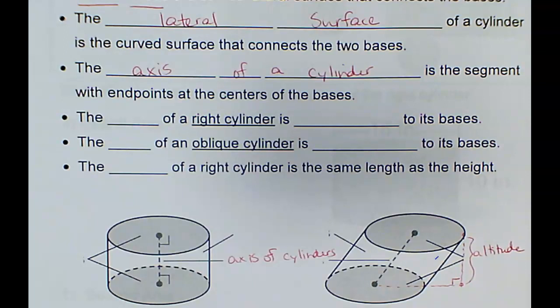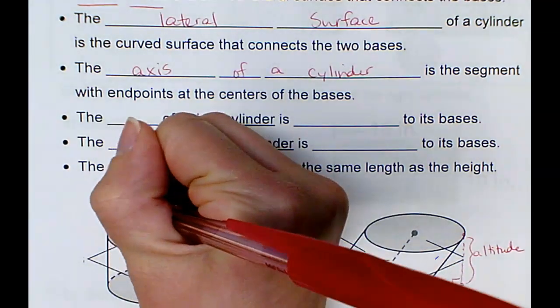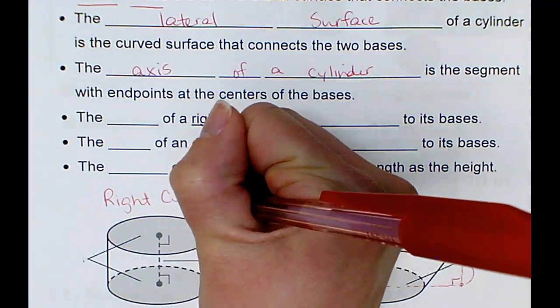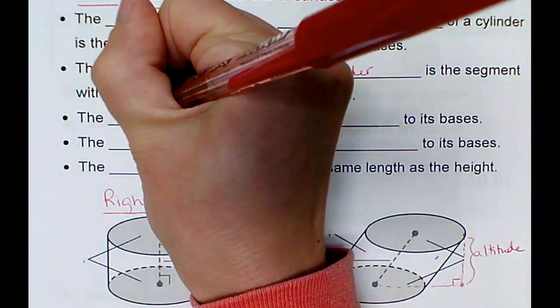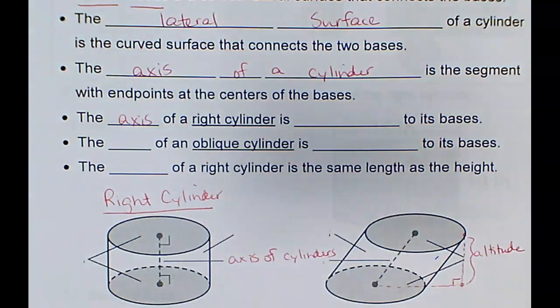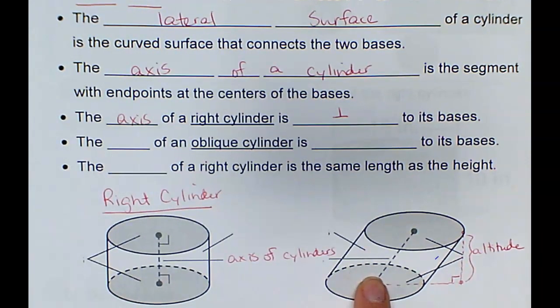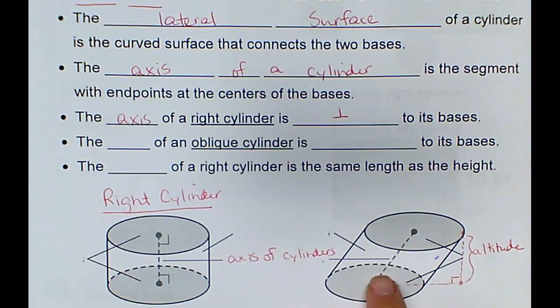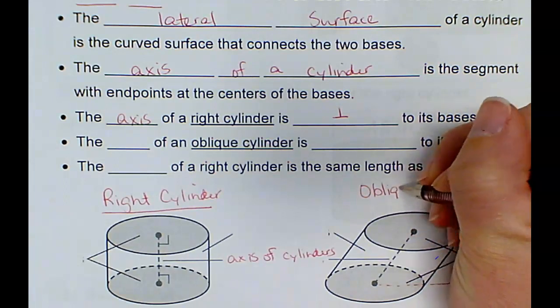So the axis of what we call a right cylinder, which would be something like this, because the axis of the cylinder is at a right angle to the bases. So this is called a right cylinder. The axis of a right cylinder is always perpendicular to its bases, to those circles. Now this is not a right cylinder. Our axis of the cylinder is not at a right angle here. We call this an oblique cylinder.